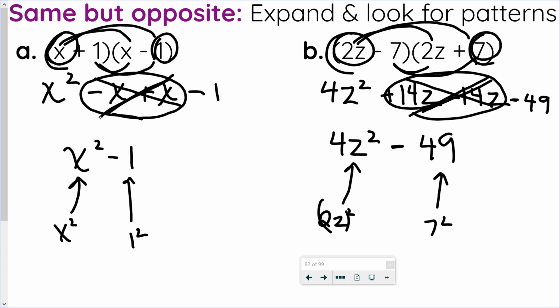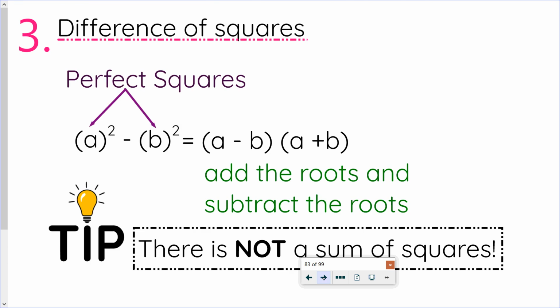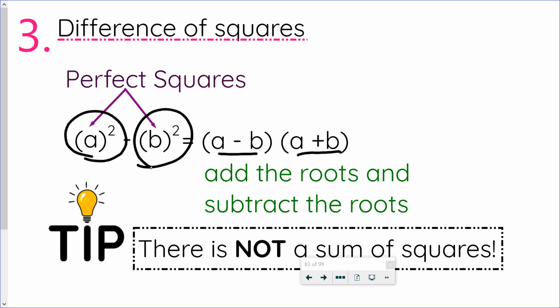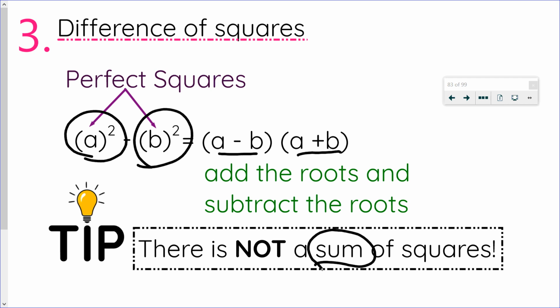So this is the last type of special factoring I want to look at, which is difference of squares. So whenever I have factors that are same but opposite, when I expand those, it just ends up being a squared minus b squared. So I can recognize that if I have two perfect squares that are subtracted, all I have to do to factor them is take the square root of the first one, the square root of the last one, subtract one, add the other. Now, notice this is a difference of squares. There is actually no such thing as a sum of squares, only a difference of squares.